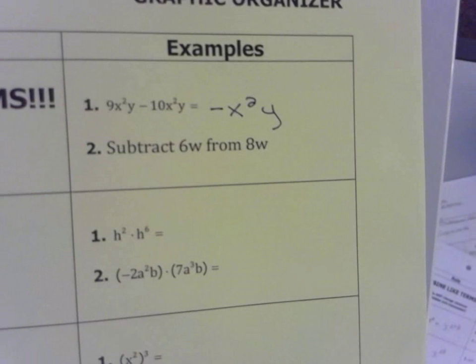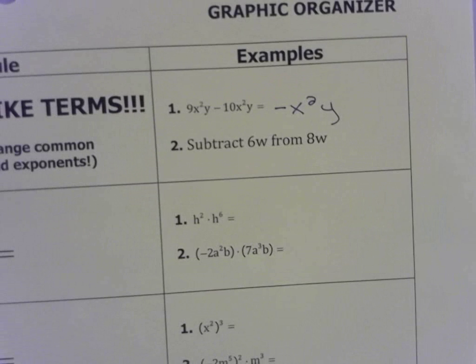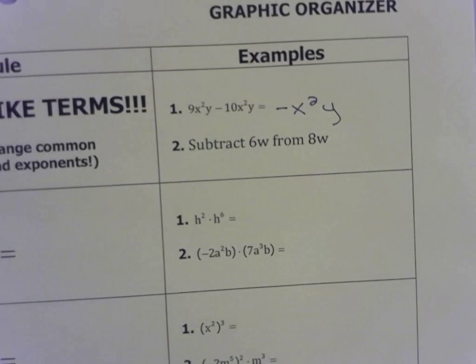So when you are adding or subtracting, if they are the exact same, you add or subtract the coefficients, the number in front, and you do not change the common variable and exponent parts. So that's one issue I've seen. You have to look and say, okay, what am I doing with the monomials? I am subtracting them or I am adding them.